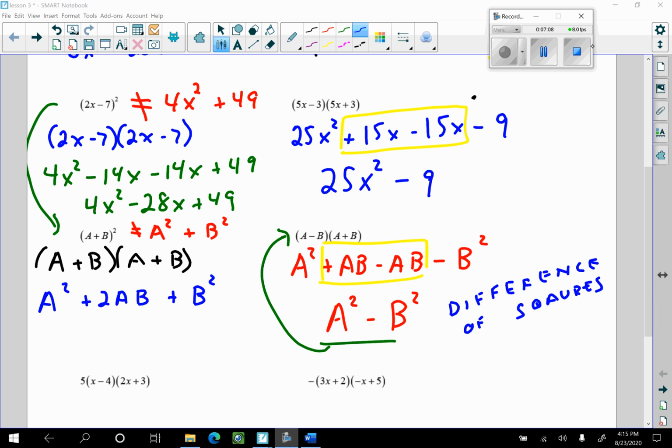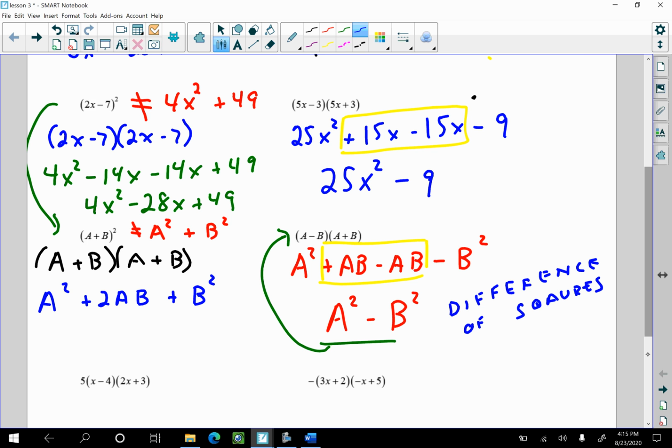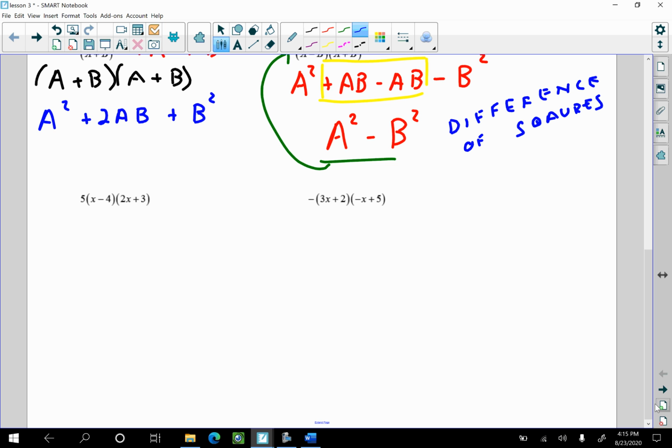I like this tagged up here. That way I know how much I want to spend most of the time on this video doing factoring. Okay, so here I have 5 times, I have 3 factors here: 5 times (x minus 4) times (2x plus 3). First thing I'm going to do, I'm going to pull that 5 out here in big brackets, and I'm going to multiply these two binomials.